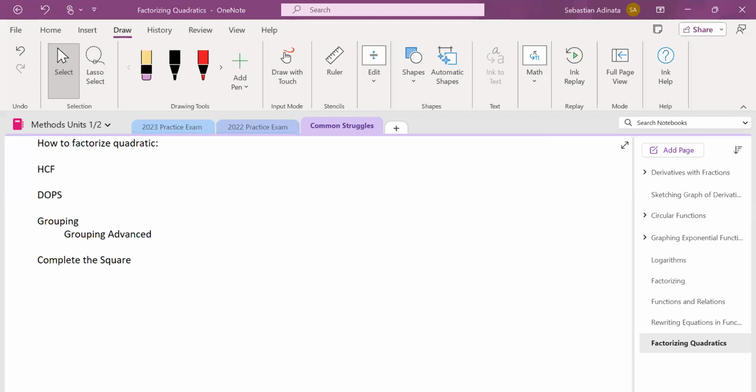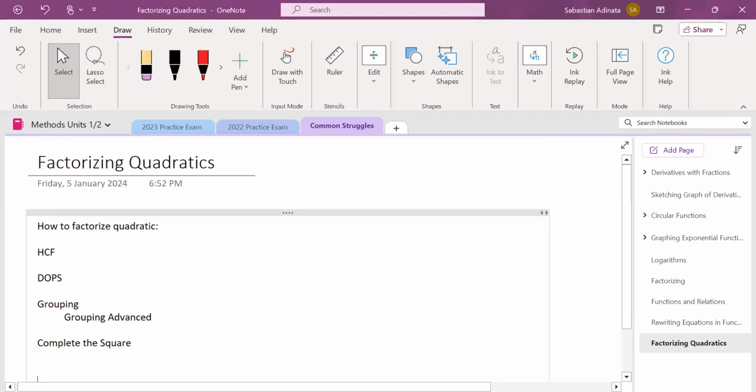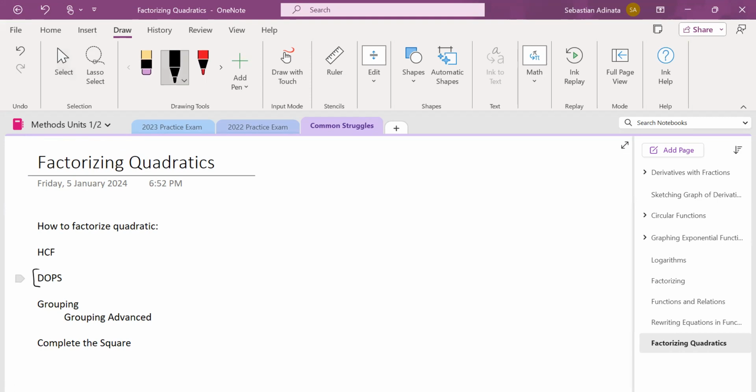Okay, everyone. Today we're going to be going over how to factorize quadratics. Today we're going to go over DOPS, otherwise known as dots, difference of perfect squares, difference of two squares. Difference of perfect squares, or difference of two squares, we'll call it DOPS for now, is when you have the form a squared minus b squared.